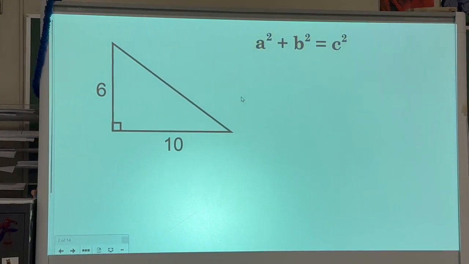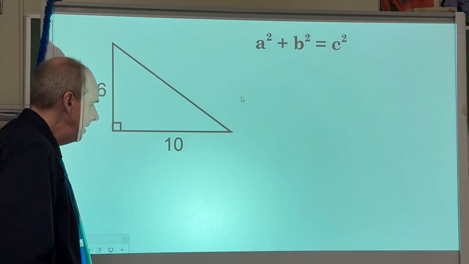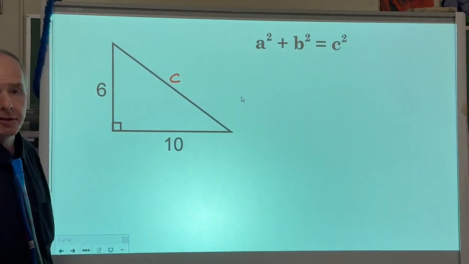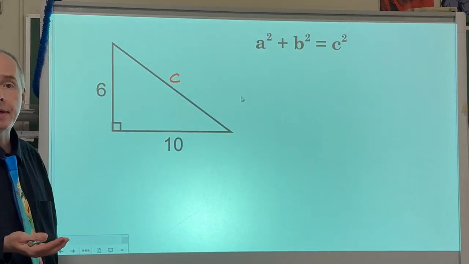Keep in mind a squared plus b squared equals c squared for any right triangle. If you have two sides, you can find the third side. Your hypotenuse is always across from your right angle. So as long as you get that right, a and b can be the other two.